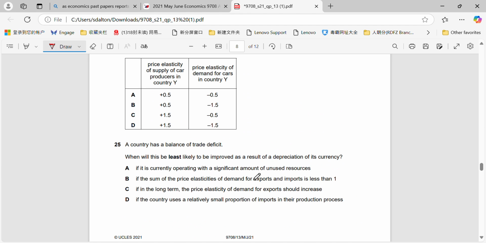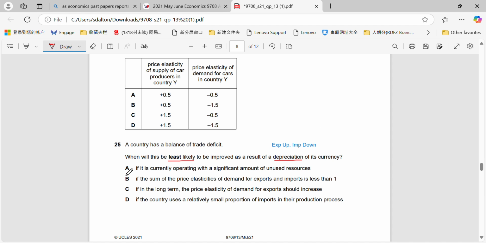Okay, a country has a balance of trade deficit for 25. What would be least likely to be improved as a result of a depreciation of its currency? Okay, remember, first of all, depreciation results in price of exports down, total exports to go up, price of imports up, total imports to go down. So we've got a balance of trade deficit, so this is what we want. We want our exports to rise to reduce the deficit.